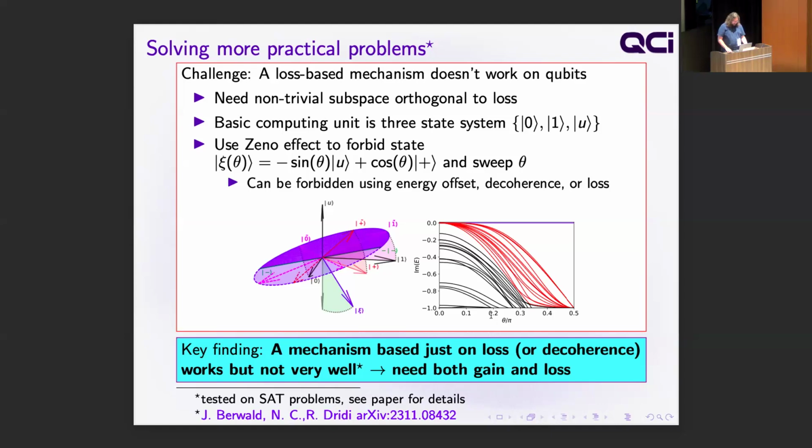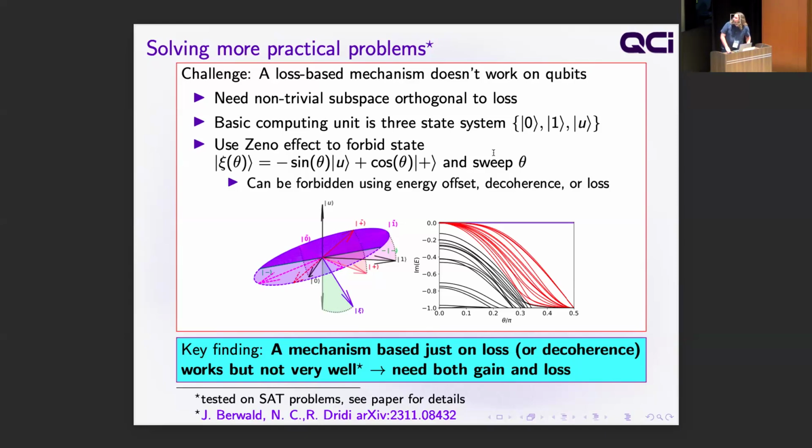And so what we can do is think of a 0, 1, and undefined state, and then you can define a state that's some combination of those that you sweep, that you couple dissipatively to. And you can again say, well, what I want to do is couple to that in some way. I could do it by giving that state a higher energy, do it adiabatically. I could couple loss to that. I could couple decoherence.